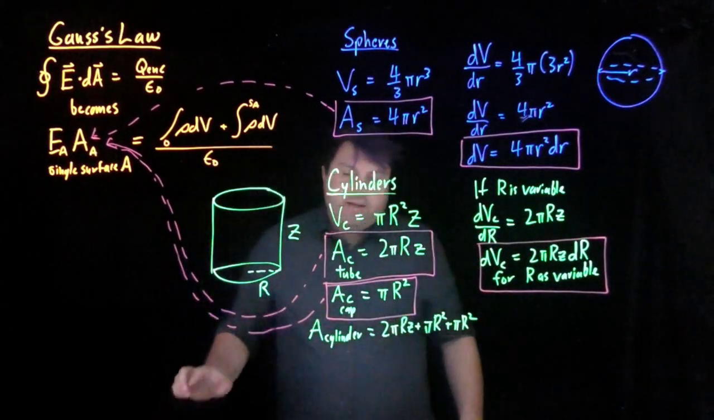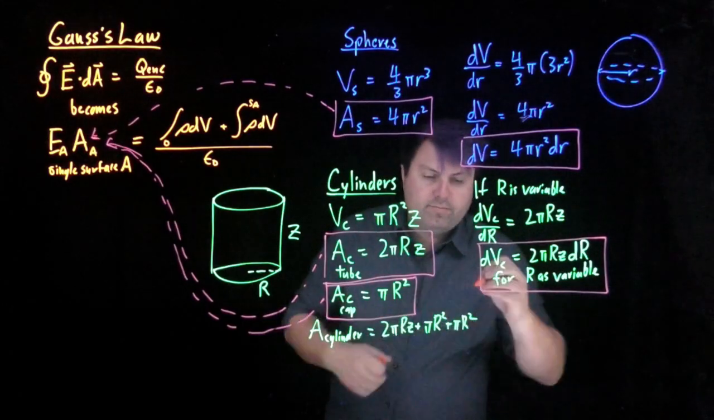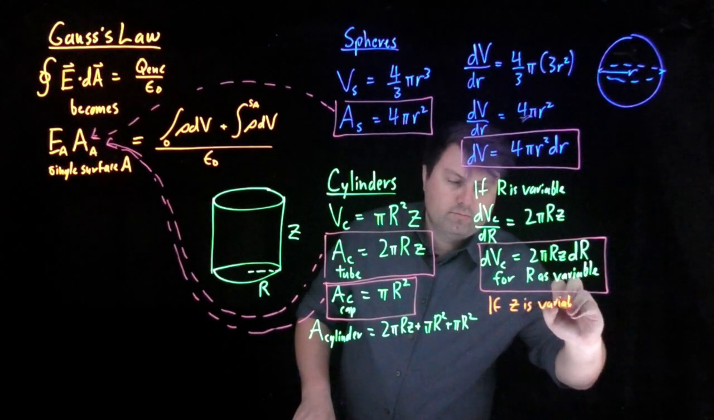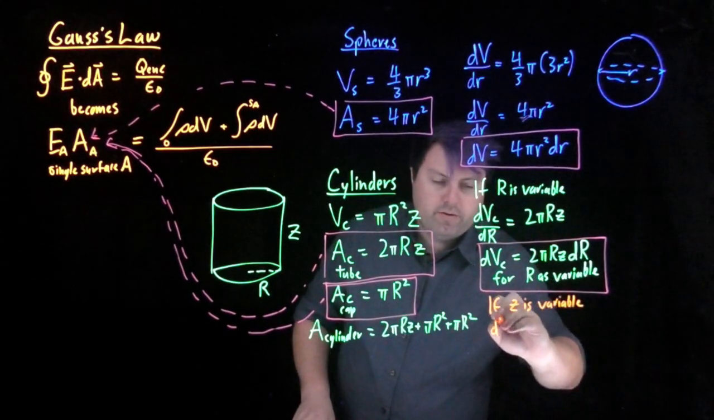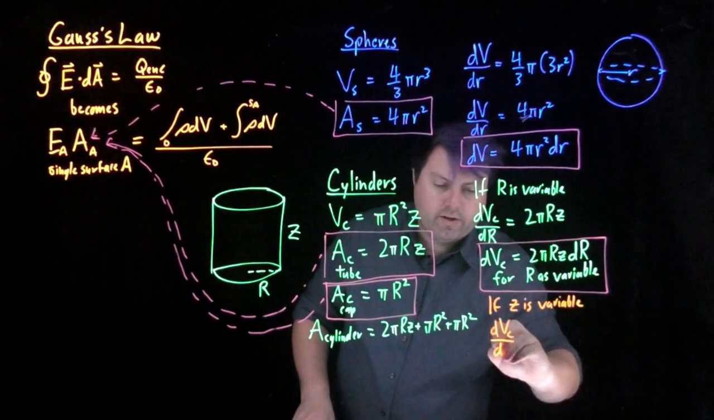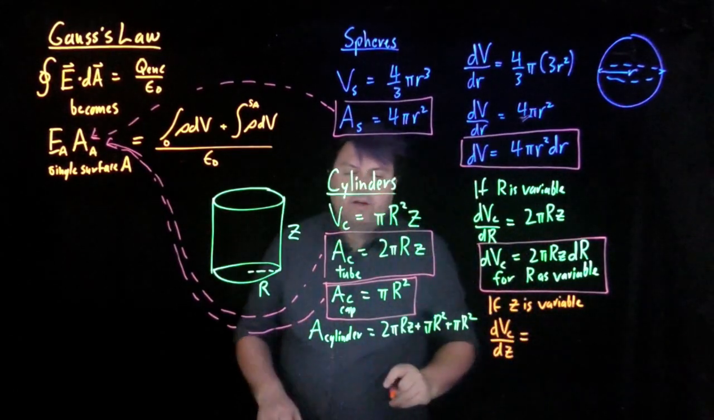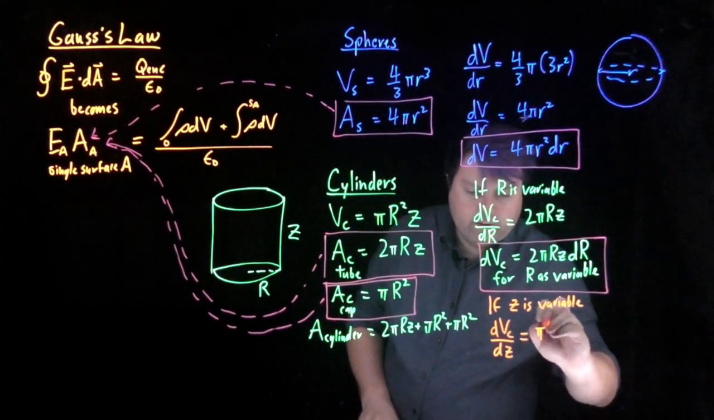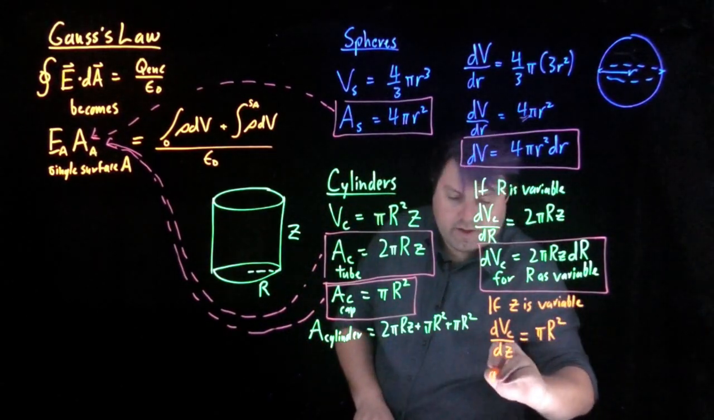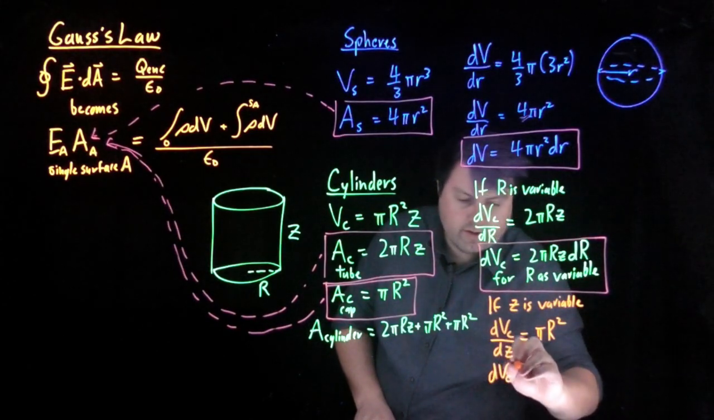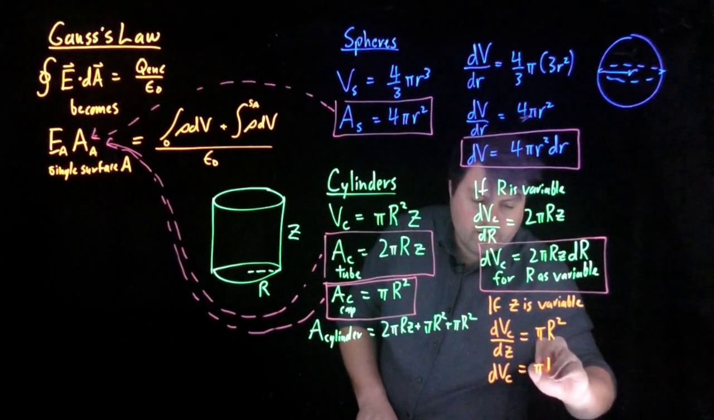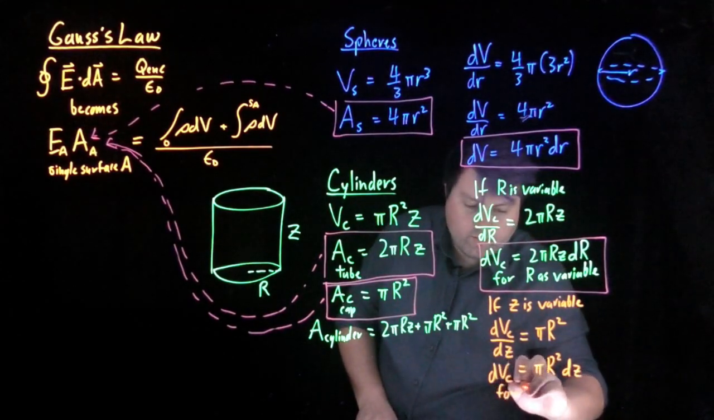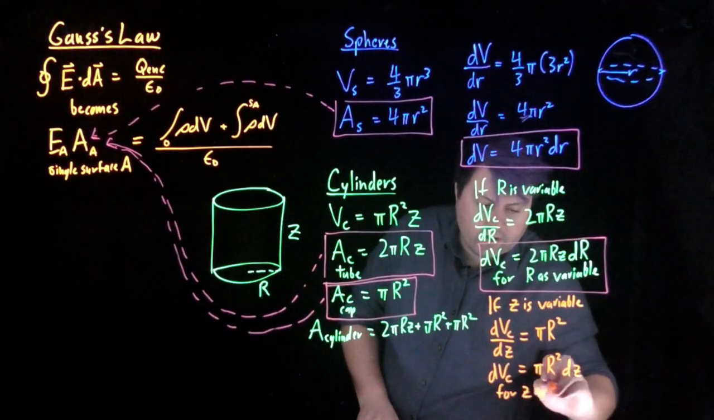If we instead have the z as our variable, then we would do dv of our cylinder dz, and we would get pi r squared. And so then the dv of our cylinder is pi r squared dz for z as the variable.